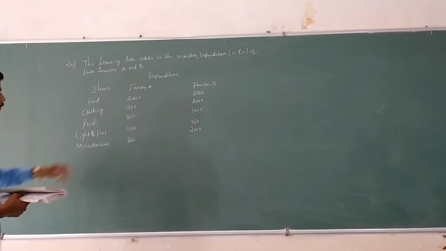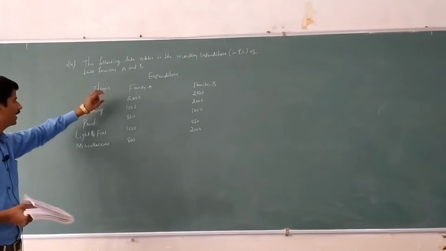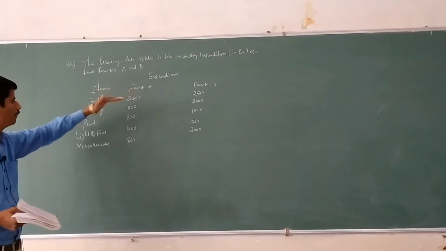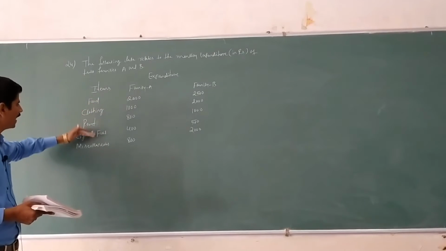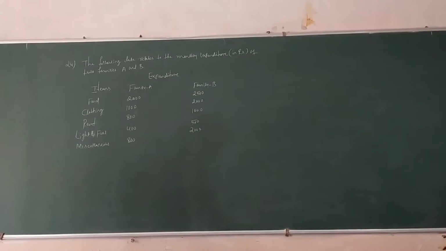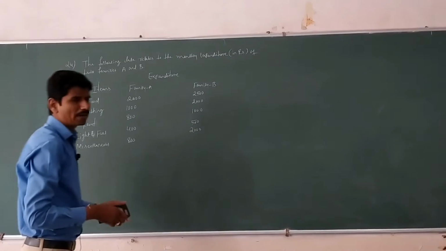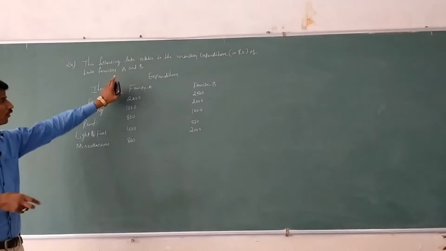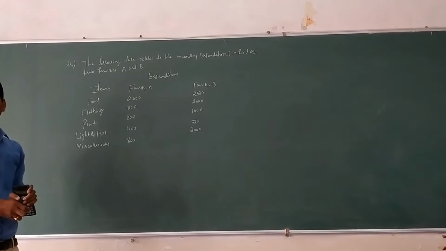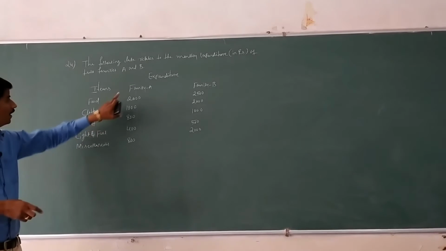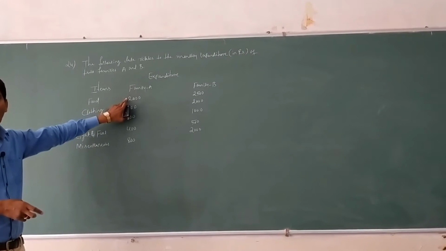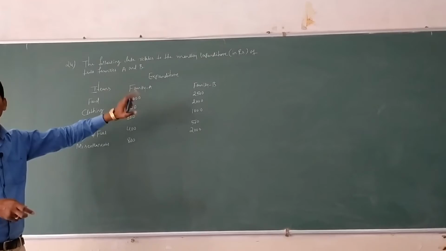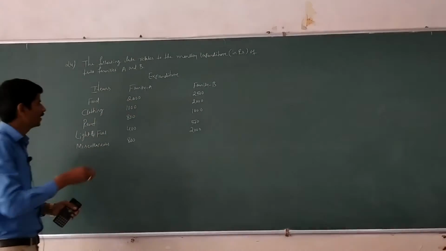Here they are given items and expenditures, which can be divided into family A and family B: food, clothing, rent, light and fuel, and miscellaneous. Here you have to find the percentages and draw the percentage bar diagram. A percentage bar diagram is also one type of component bar diagram, where the components are not the actual values but percentages of the whole.